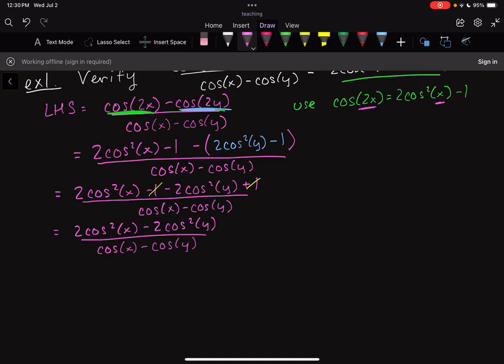Now I'm hoping maybe you can start thinking about canceling out. However, we have to be really careful here. We can't cancel out unless it's split up by multiplication. What I mean by that is right now in our numerator, we have that minus.